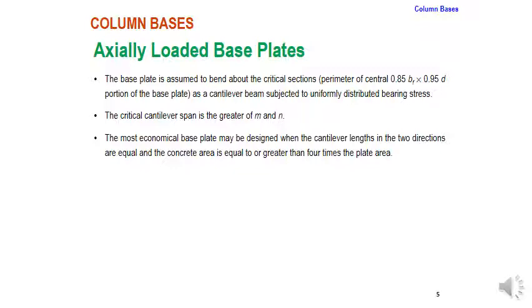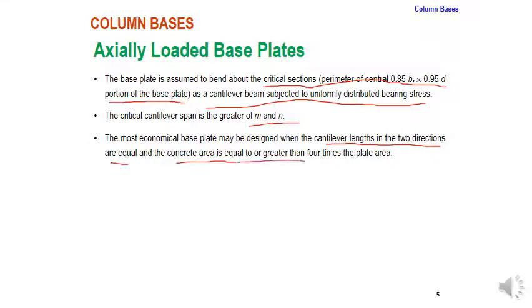The base plate is assumed to bend about the critical section perimeter of the central 0.85 BF by 0.95 D portion of the base plate, as a cantilever beam subjected to uniformly distributed bearing stresses. The cantilever span is the greater of M and N. The most economical base plate may be designed when the cantilever lengths in the two directions are equal and the concrete area is equal to or greater than 4 times the plate area. So 4 times or double, both will be okay.